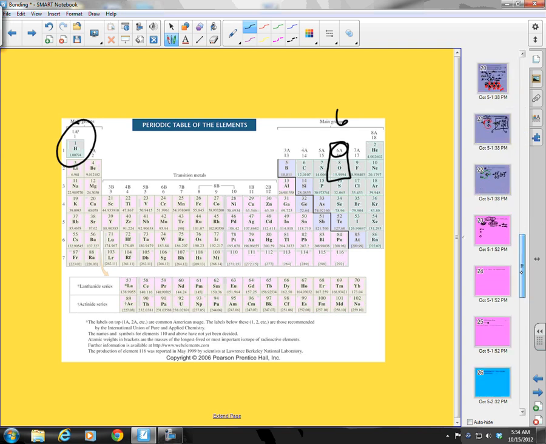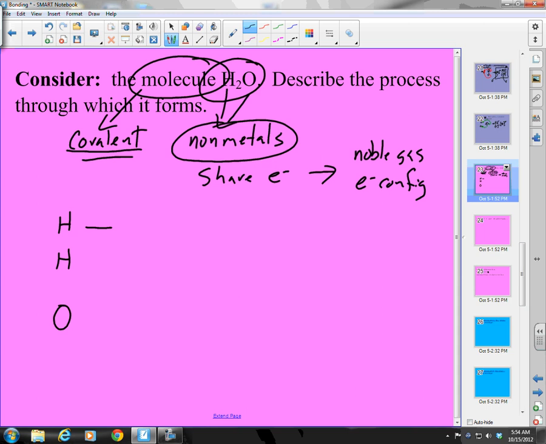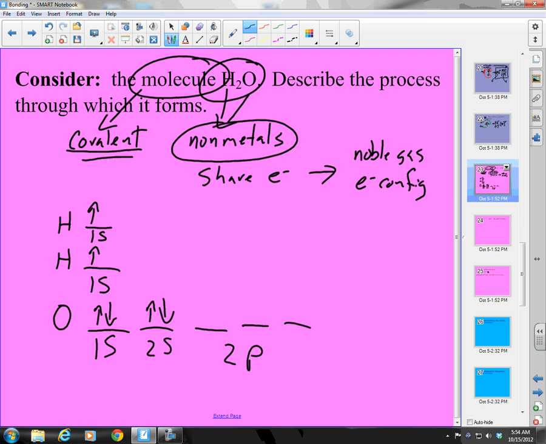Let's come back. So I have 1s, 1 electron. 1s, 1 electron. I have how many electrons for oxygen? 8 total. So we go what? 1s2, 2s2, and 2p 1, 2, 3, 4. Okay, so 1, 2, 3, 4, 5, 6, 7, 8. 8 electrons, right? 1, 1, and 8. Good. Now we said what's going to happen?